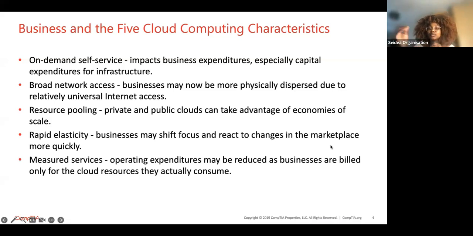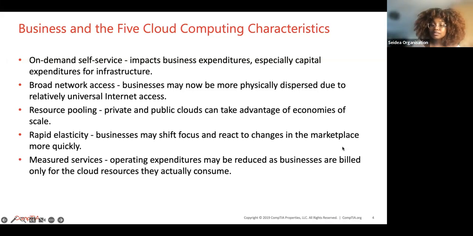Also, rapid elasticity. Remember the example I said with balloons, where you can determine how much usage of the cloud you're using. If you need more cloud space or storage space, you can have that because your demand has changed. If you want less, you can also do that as well. So businesses may shift and focus and react to changes in the marketplace more quickly. So with the cloud, it's very elastic in how it operates.